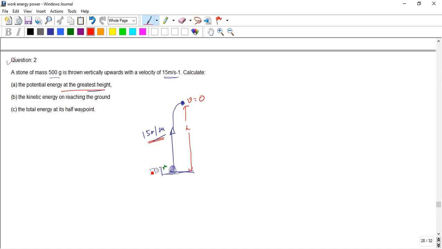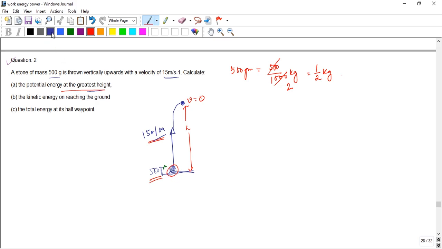Okay. So mass is given, that is 500 gram. Now it's converted into SI unit. That is very easy. To convert gram to kg, you know 1000 gram equals 1 kg. So 500 by 1000 kg, which simplified is 1 by 2 kg. That is the mass of the stone.